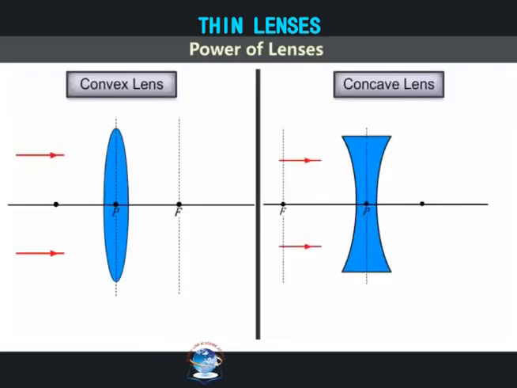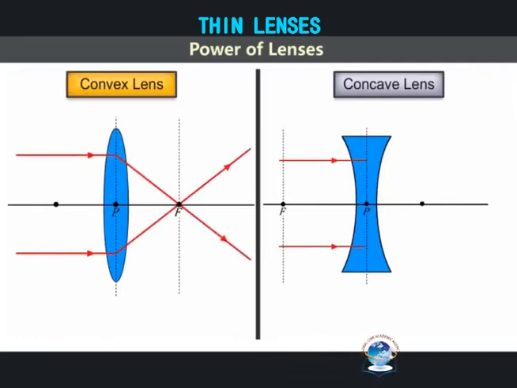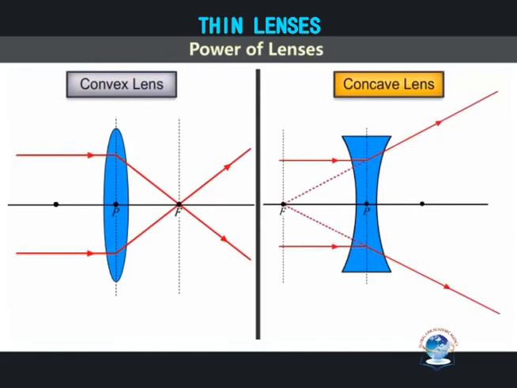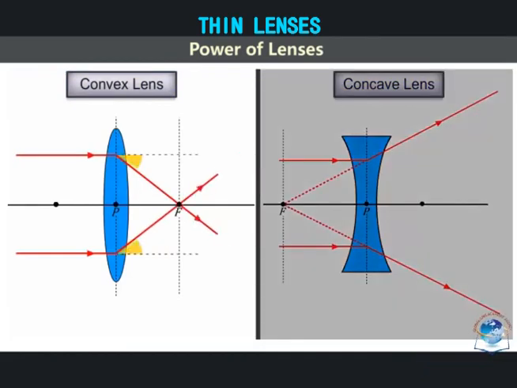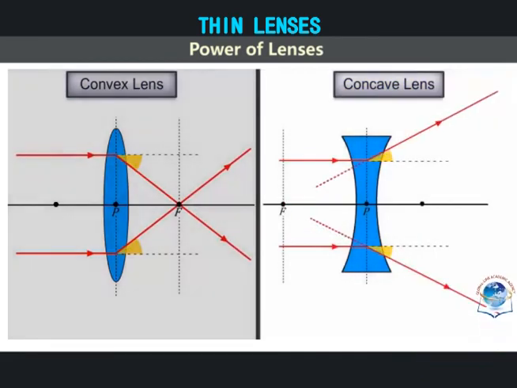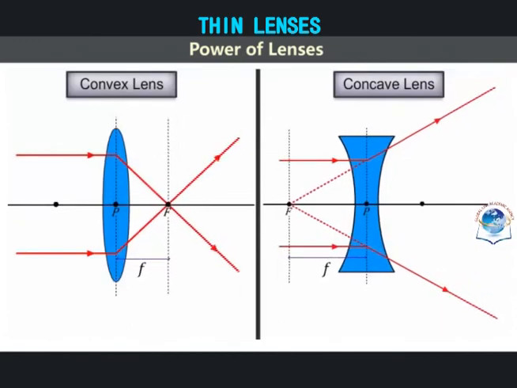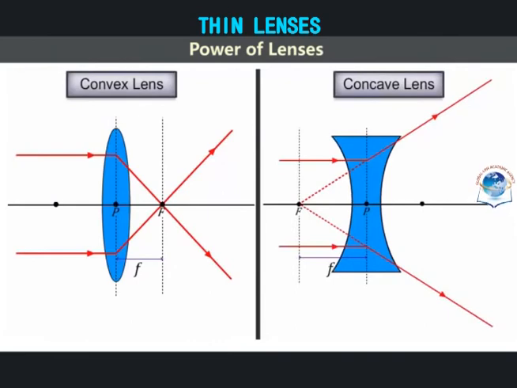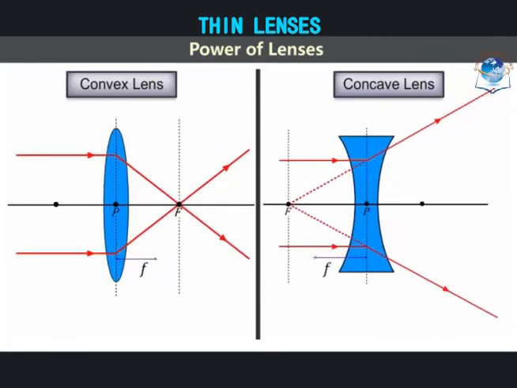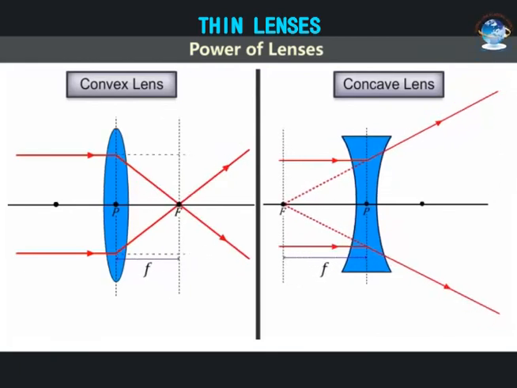Now, we know that light rays, when incident on a lens, converge in the case of convex lenses and diverge in the case of concave lenses. The degree of convergence or divergence depends on the focal length of the lens. If the focal length of a lens is small, then the convergence or divergence of light is more. On the other hand, if the focal length is large, then the convergence or divergence is less.